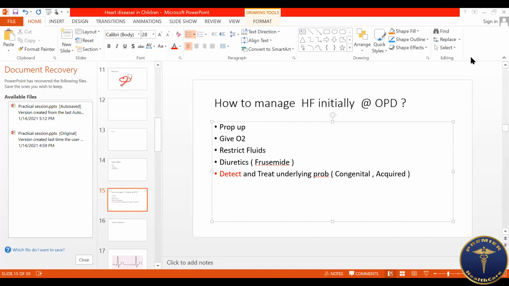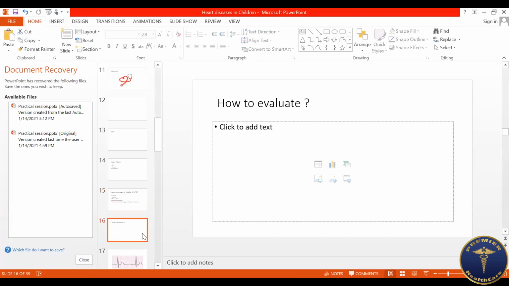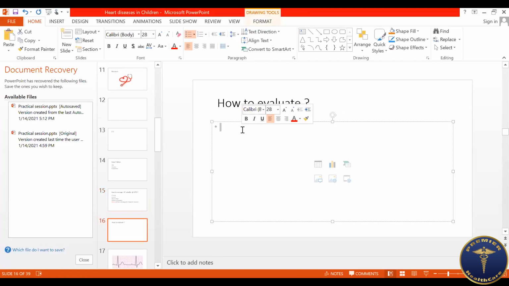So what are the tests that we do to find out heart problems? How to evaluate, we'll have to investigate. So what are the investigations? One of the investigations that we do is ECG, right? We will do ECG. The second investigation is chest X-ray. We will go through them a little, and then we might do 2D echo, heart scan, echo.